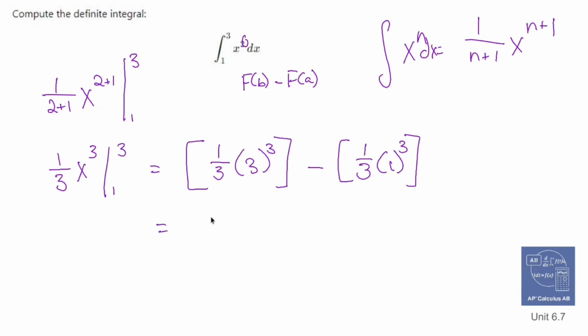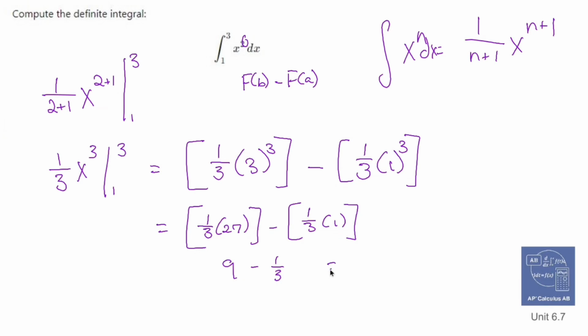So it's just a little bit of math now, which is what this is. 1/3 times 27 minus 1/3 times 1, 9 minus 1/3 is going to equal 8 2/3. Okay? Fun stuff.